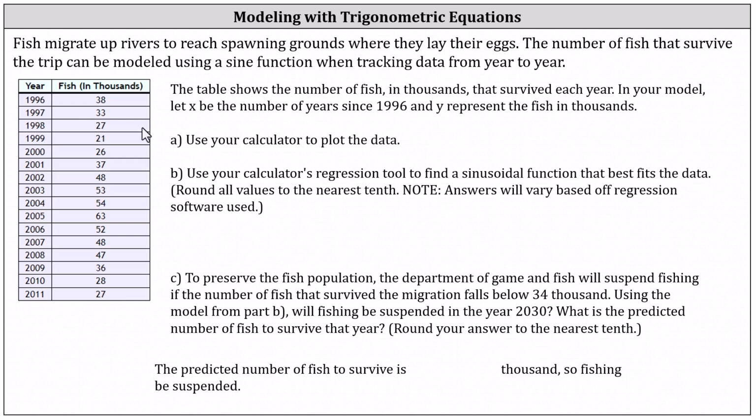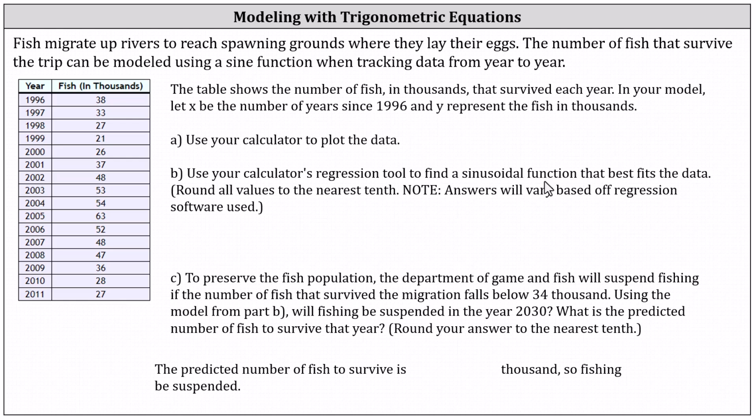Notice 1996 is the first year, and therefore x equals 0 represents 1996. A. Use your calculator to plot the data, which we'll do using Desmos. Then use your calculator's regression tool to find a sinusoidal function that best fits the data. Round all values to the nearest tenth.